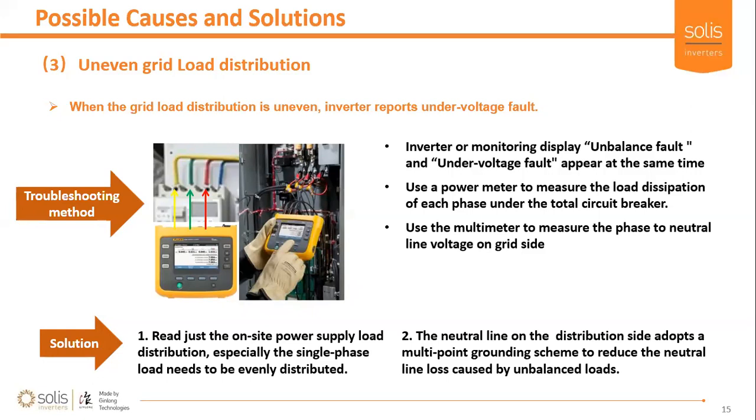This troubleshooting method will help us find the solution: adjust the on-site power load supply distribution, especially the single phase loads, which need to be evenly distributed. The second is the neutral line on the distribution side, which adopts a multi-point grounding scheme to reduce the neutral line loss caused by unbalanced loads, which will help to check for uneven grid load distribution.